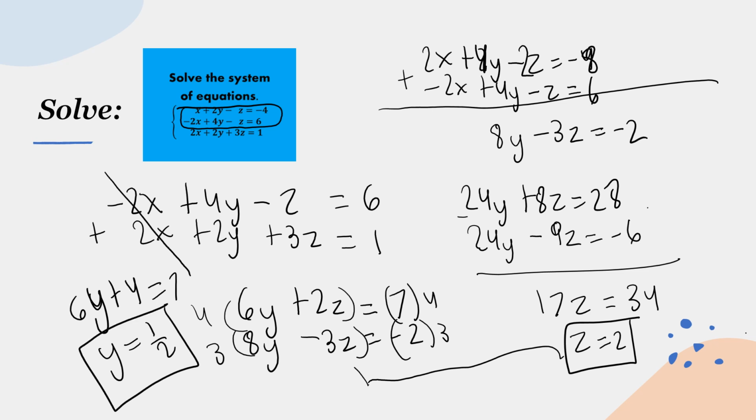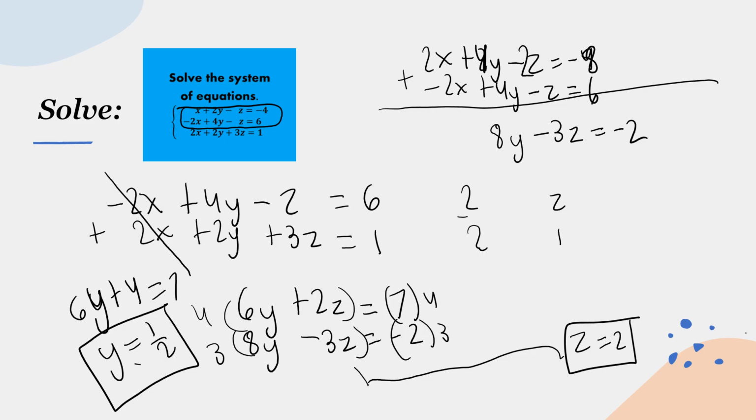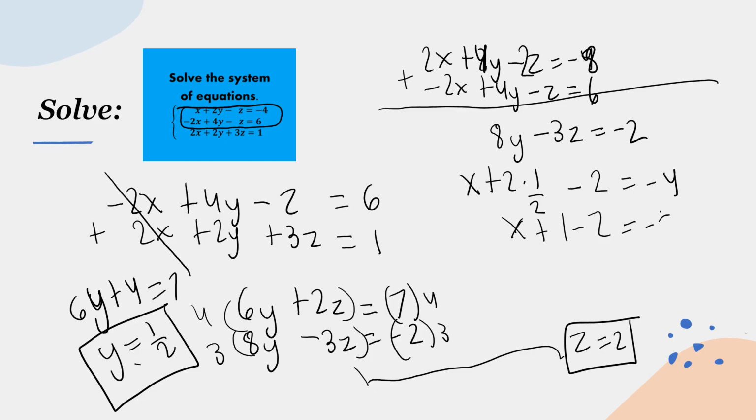So we could plug these values of z and y into the original equations to find x. So let's do that. Let me erase some stuff to get some space. So what you could do: x plus 2 times 1/2 minus 2 is equal to negative 4. So x plus 1 minus 2 is equal to negative 4. So x minus 1 is equal to negative 4. So x is equal to negative 3. So your solutions are going to be negative 3, comma 1/2, comma 2 for x, y, and z.